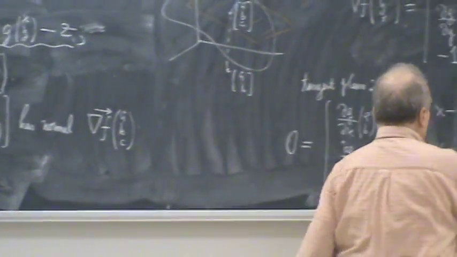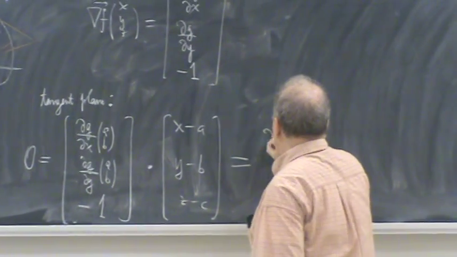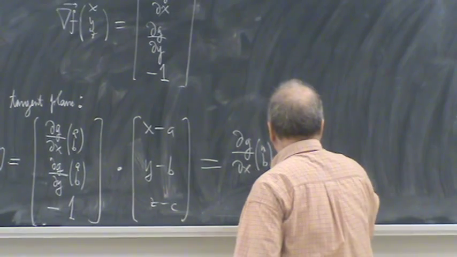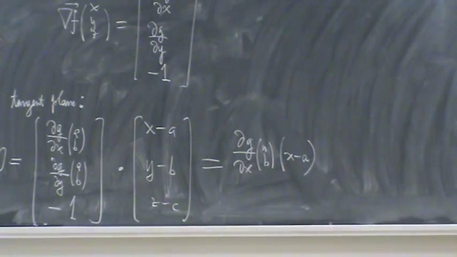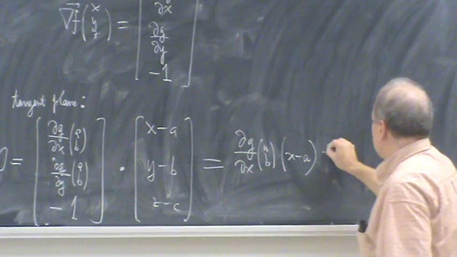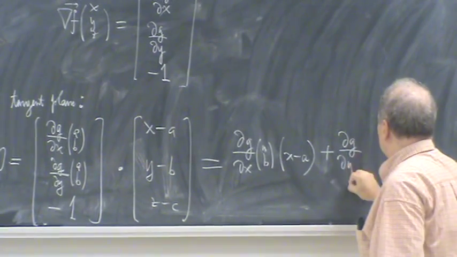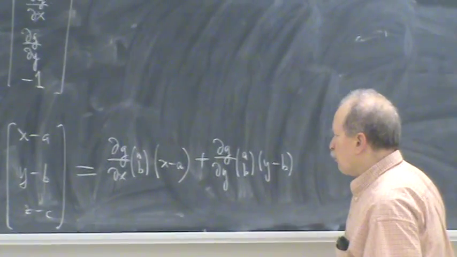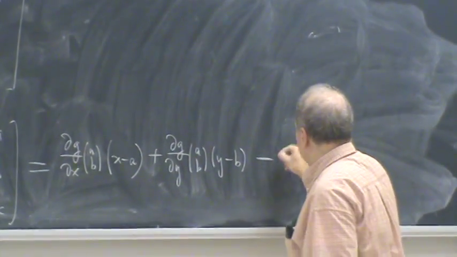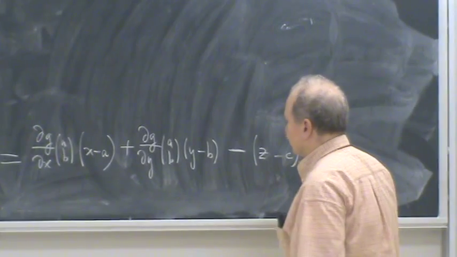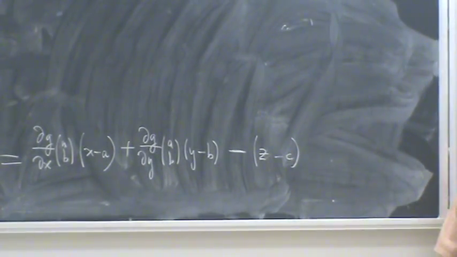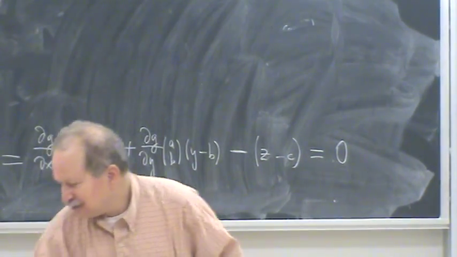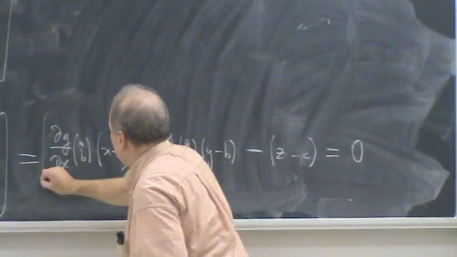And now write this out and look at this. I heard an "Oh" from Mallory. The partial with respect to x times x minus a, plus the partial with respect to y times y minus b, minus z minus c, and this is all equal to 0. Does this look like what you've been doing?